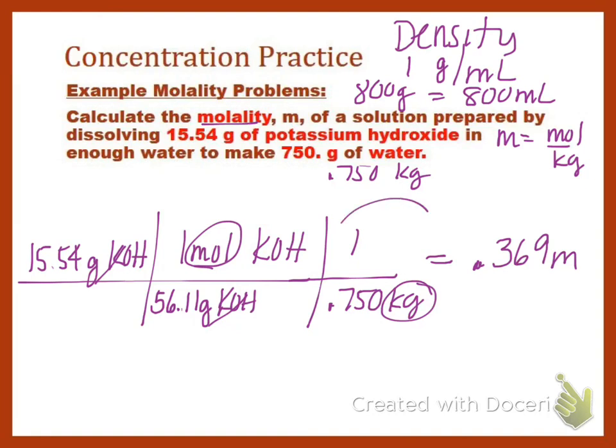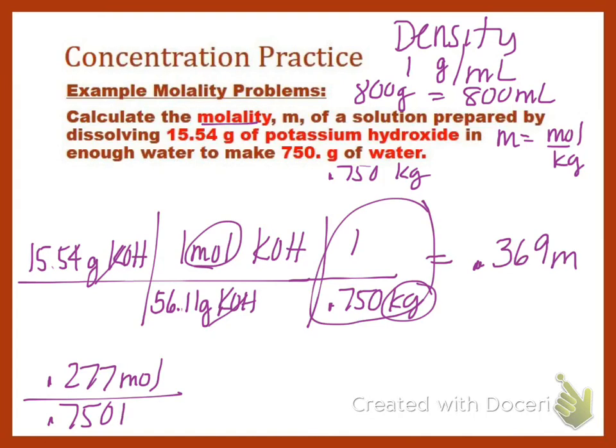Again, if you don't like this last step in the same problem, you could calculate the moles on its own, and it would come out to 0.277 moles over 0.75 kilogram, and it would give you the same answer. Some kids didn't like doing it here, they liked doing it the second way. Either way is acceptable, whichever floats your boat.